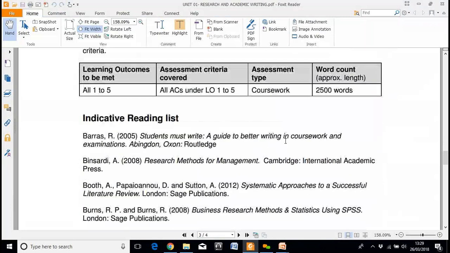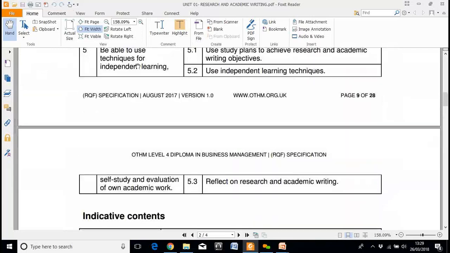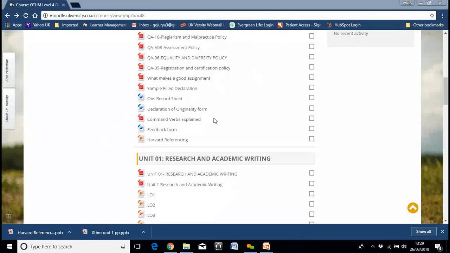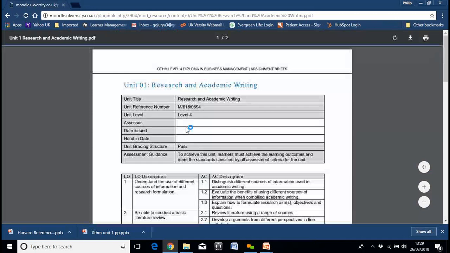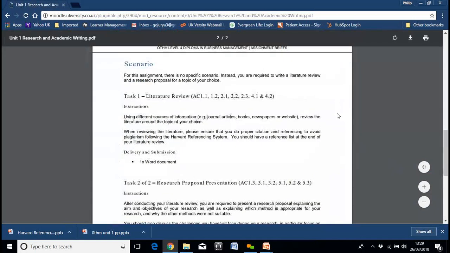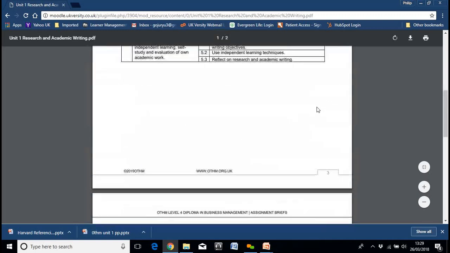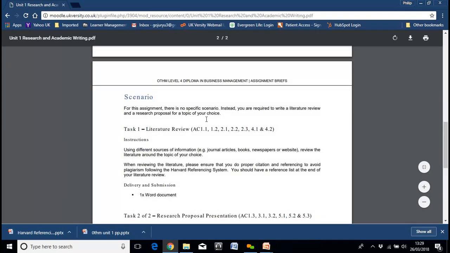Make a start on this task one. Now have a look at what it will cover. If you go back to the sheet afterwards, it will cover 1.1 and 1.2. It won't cover 1.3, sorry. It will cover 2.1, 2.2 and 2.3. And it will cover 4.1 and 4.2.